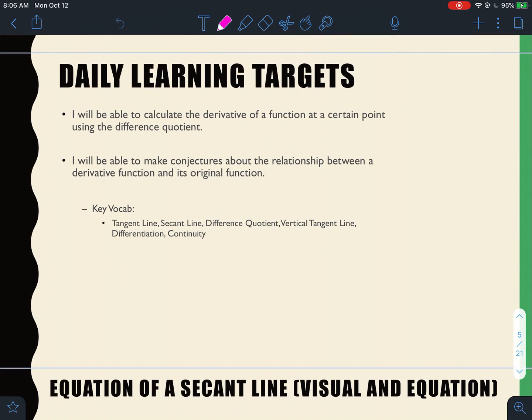So today we're going to begin our new unit on derivatives. Today we're going to be able to calculate the derivative, which is the slope of a function at a certain point, using the difference quotient. And we did that at the end of the last unit. And we're going to be able to make conjectures about the relationship between a derivative and its original function. So if you're looking at its original function, what can you say about its derivative at different points?